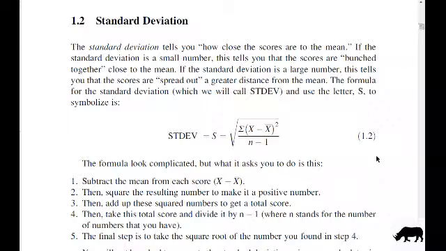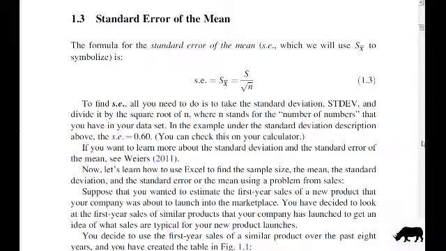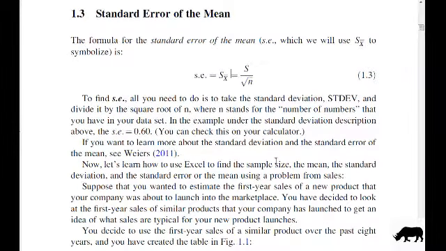Just to remind, almost everyone has studied these things in school, college. Let us go to the next. The next topic is standard error of the mean. The formula for the standard error of the mean, which we will use, would be this. To symbolize, the standard error is equal to S upon square root of n. You can also have a look at this by stopping this video.